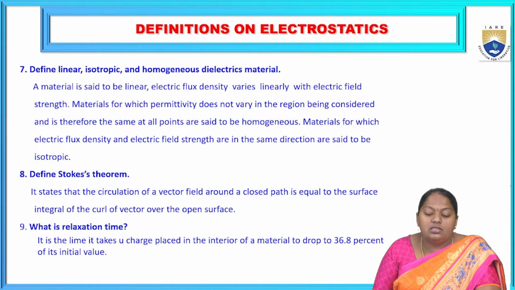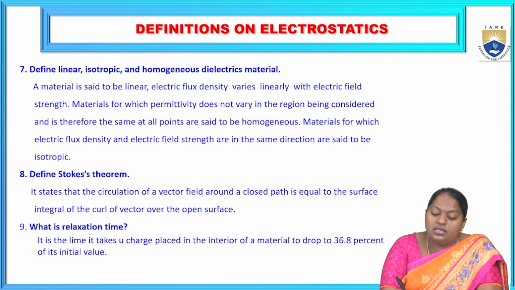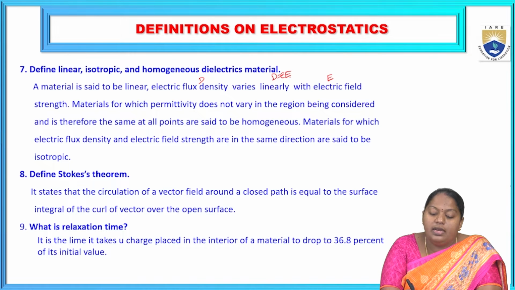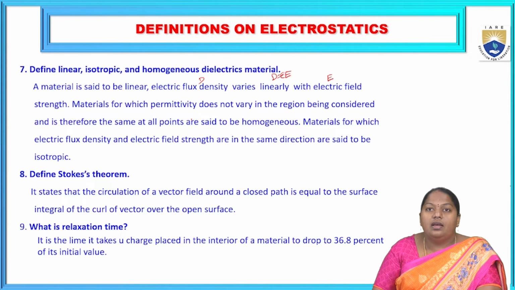When the electric flux density varies linearly with the electric field strength, where electric field strength is denoted with E and flux density is denoted with D, the relation between the two is given by D equal to epsilon into E. So the material is said to be linear when electric flux density varies linearly with electric field intensity. If you increase the value of D, E also increases. This is the case where the material is said to be a linear dielectric material.